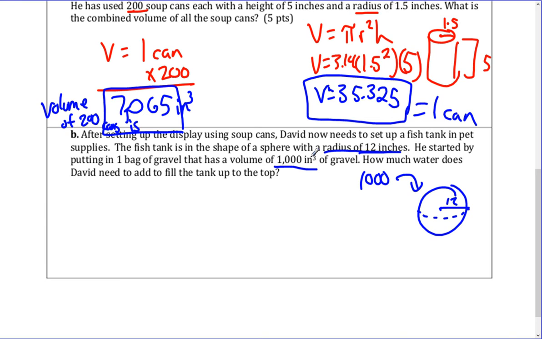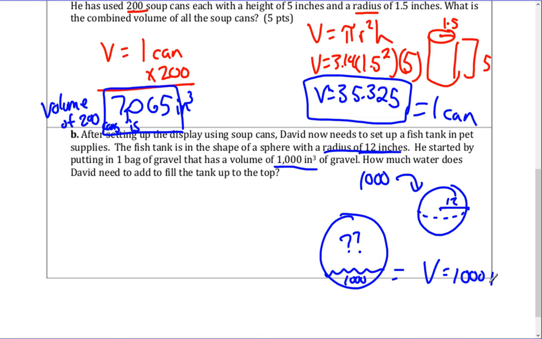Okay, so here's what I'm imagining. Not quite a sphere, but he has this fish tank. He put some rocks on the bottom. That's worth 1,000 inches cubed. And now he wants to fill the rest of the thing up with water. We need to know how much space is left over. So if we find the volume of this thing and then figure out 1,000 plus what gives us our total volume. 1,000 plus how much water is the volume of the sphere.